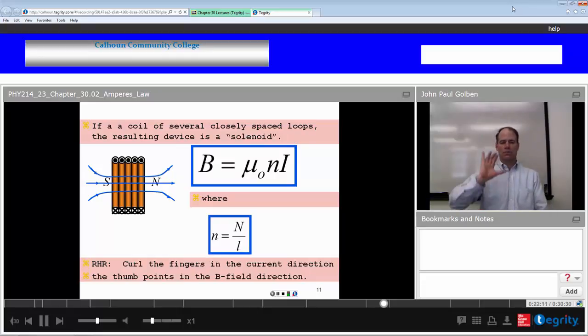Right-hand rule: curl your fingers in the direction of the current through the loops. Your thumb points in the direction of the magnetic field through the solenoid. So it's like what you would do for one loop, but now you have many loops, all with currents in the same direction. The magnetic field is in the direction through the center of the solenoid, like that.